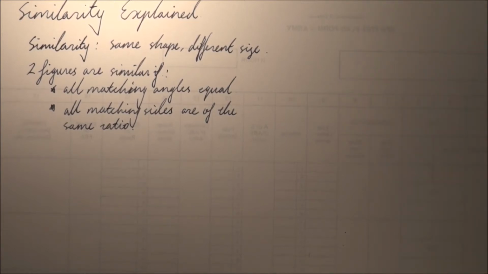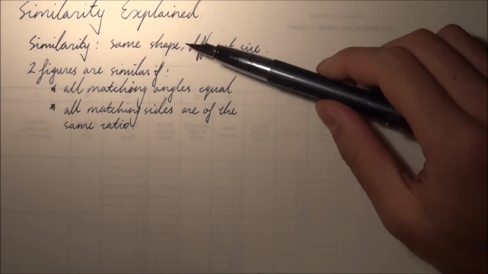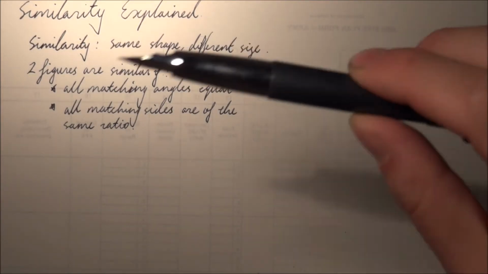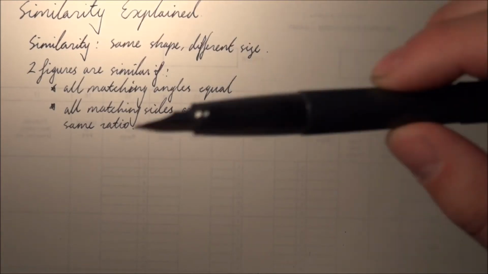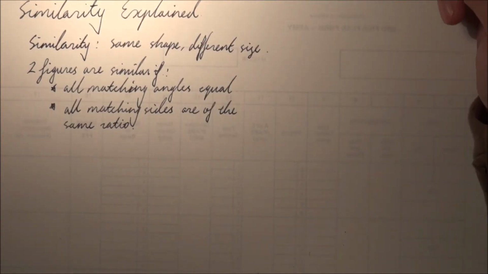So it's just like a case of enlarging or reducing an image. It can be made larger or smaller, retaining the same shape but having a different size. So in terms of geometry, we say that two figures are similar if all matching angles are equal and all matching sides are of the same ratio.